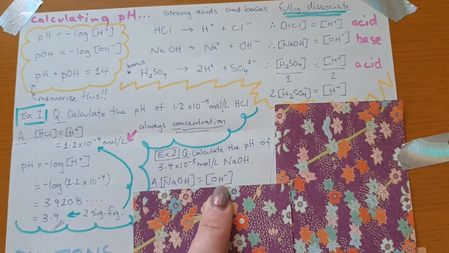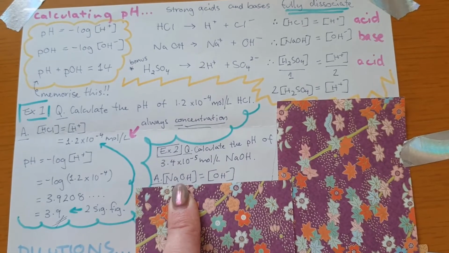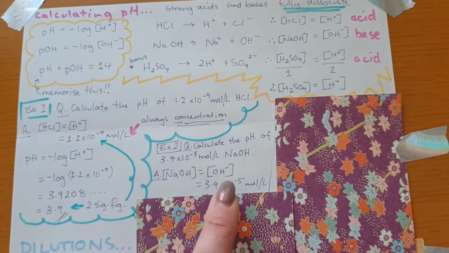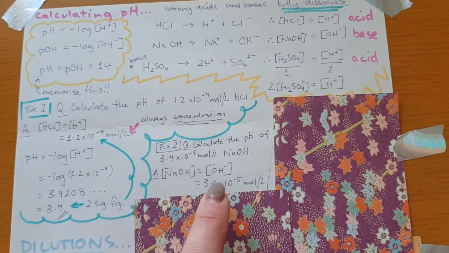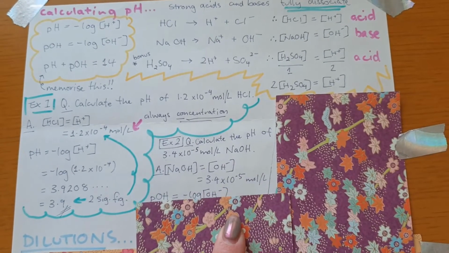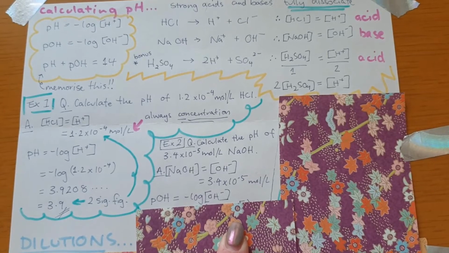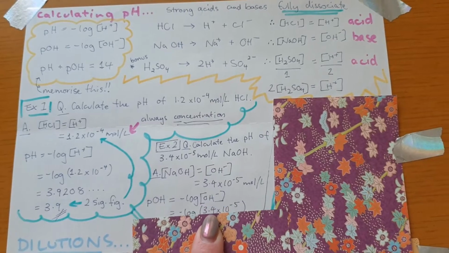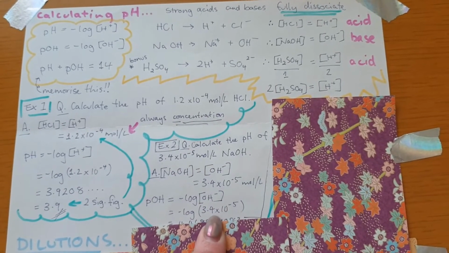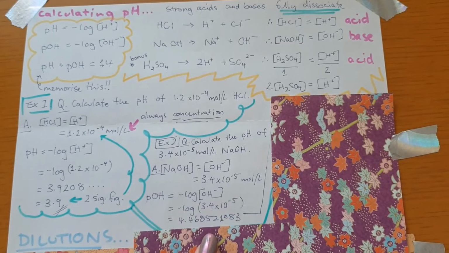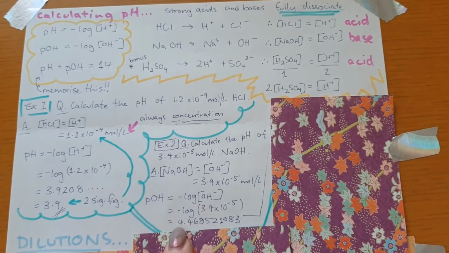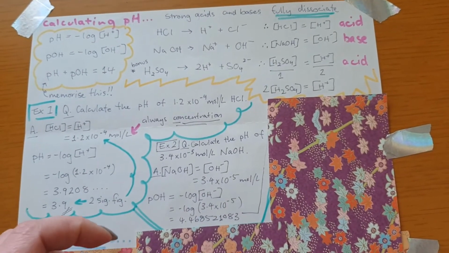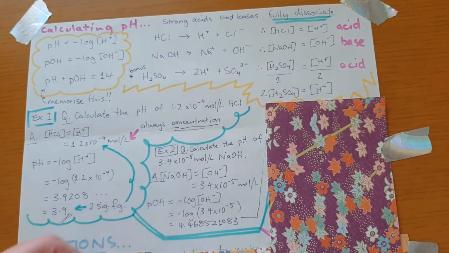All right, so again, we've got our relationship here. The concentration of NaOH equals the concentration of OH- ions. And from the question, that is 3.4 times 10 to the power of negative 5. So now we can use our other formula to find pOH. pOH equals minus the log of the concentration of OH- ions, minus the log of 3.4 times 10 to the power of negative 5. And we come out with this huge number here, 4.468521083. So many numbers. Remember, we'll be dealing with our significant figures at the end.